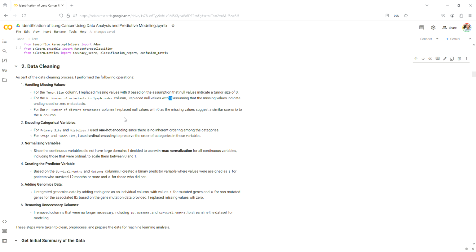To do the exploratory analysis, I encoded the categorical variables into numeric data. I had four categorical variables. Among these four, I found that two variables don't have any order among the categories, so I directly applied one-hot encoding to them, as they don't have any inherent order.